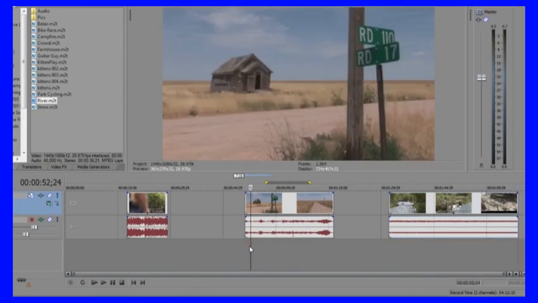So let's talk about actually doing the playback in the timeline. I'm just going to place the cursor over one of the events here, the farmhouse media.